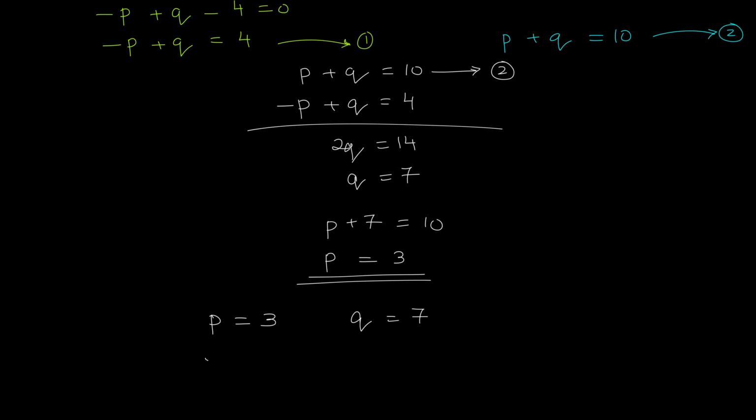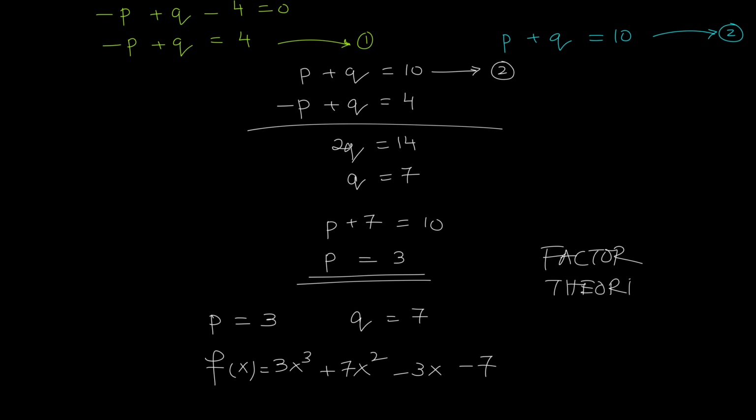In other words, the polynomial, with p as 3, is 3x^3 plus 7x^2 minus 3x minus 7. And that's how the factor theorem is used in questions which relate to polynomials.